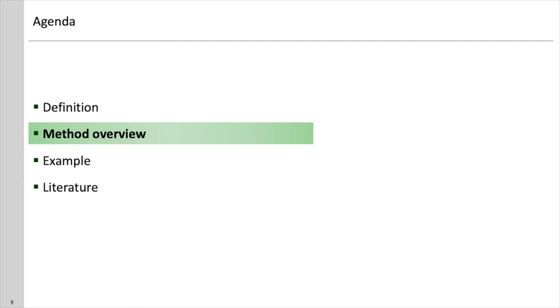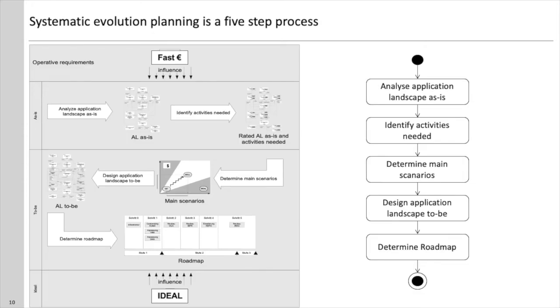Okay, so now the question is, how can we plan this evolution? We have to plan this in a scope of 2, 3, or 5 years. As we always do in Quasar Enterprise, here also we have an abstraction in terms of a 5-step method. This is the systematic way of evolution planning as we see it. So 5 steps. First step, now we have to analyze the application landscape as is.